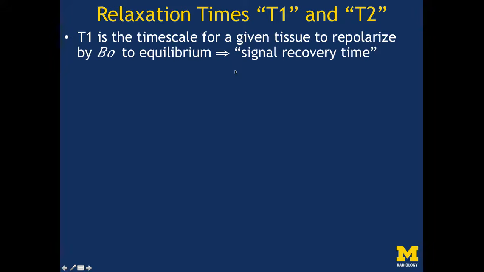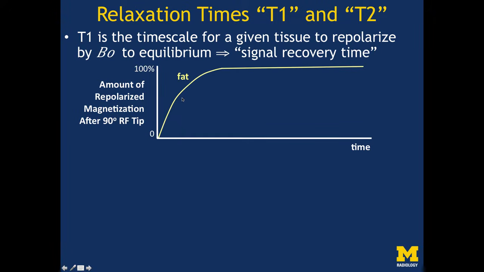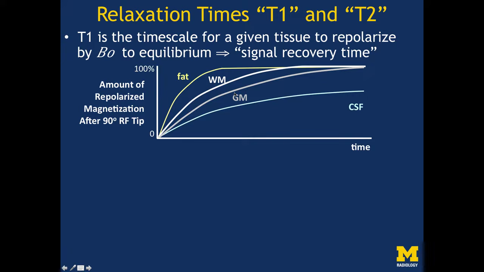I like to say, think of it as the signal recovery time. For example, fat has a short signal recovery time. In roughly half a second or so, fat is nearly completely recovered. Fluids, pure fluids, like CSF, vitreous in your eyes, fluid in bladder, cysts, etc., have long signal recovery times, long T1 recovery times. White matter, shown here, gray matter. The point is, different tissues have different signal recovery times, and it's inherent in that tissue.